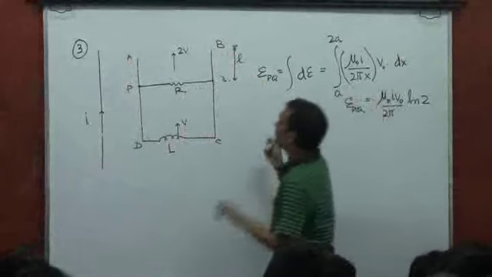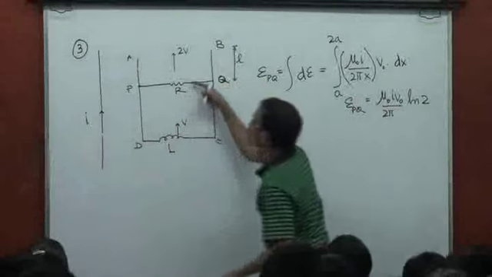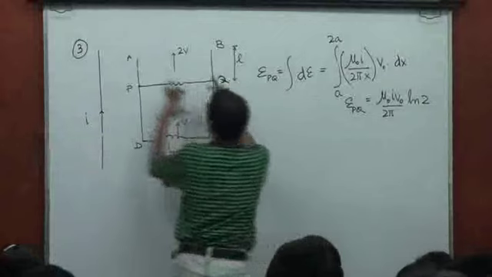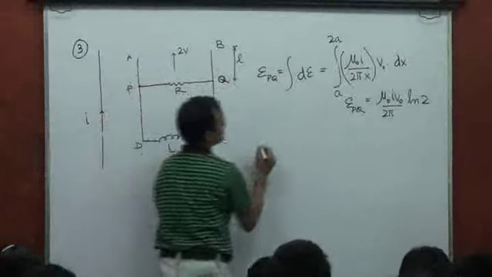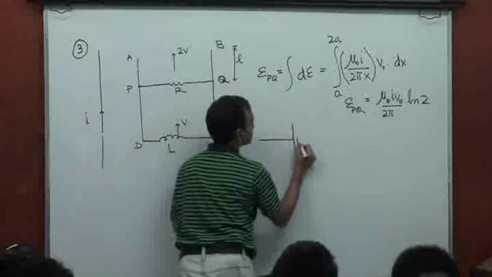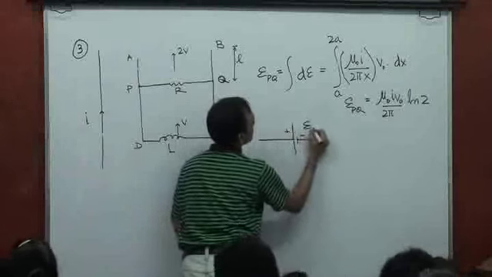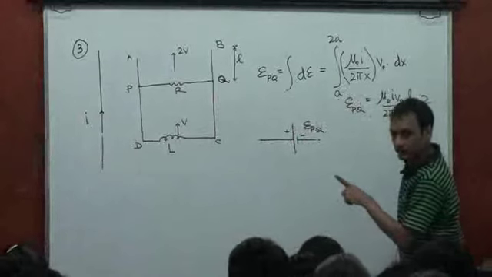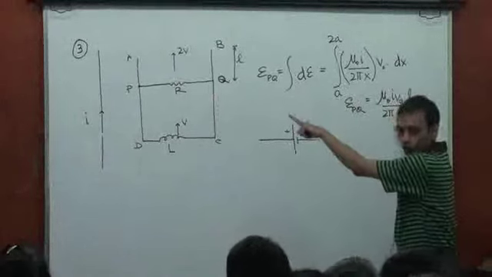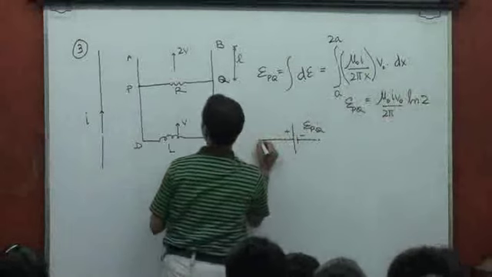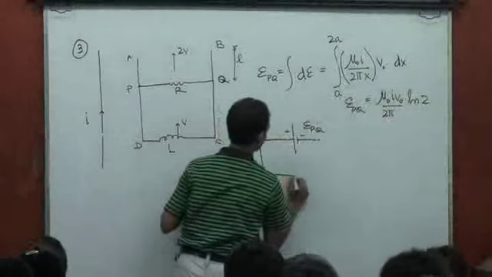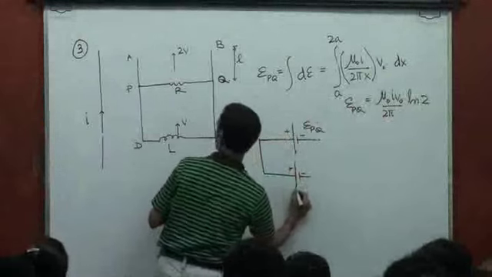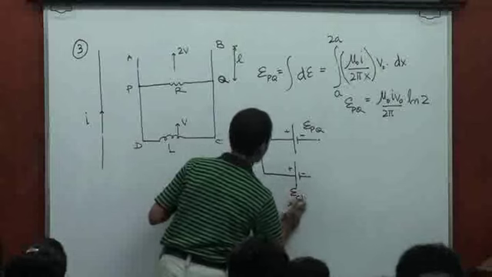Now, PQ and CD act as sources of EMF, right? The equivalent circuit PQCD is then going to be, this is epsilon PQ, where in PQ instead of V0 you have 2V. In PQ instead of V0 you have 2V, and there is an epsilon DC.